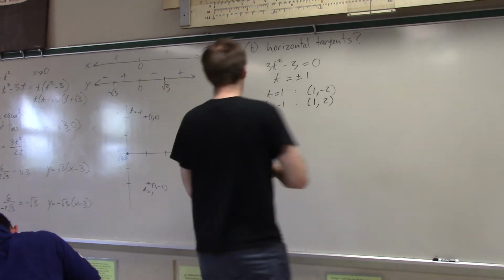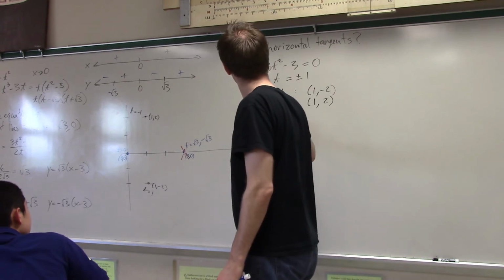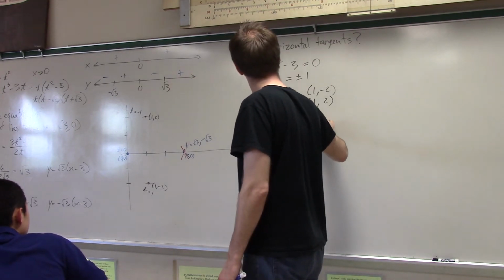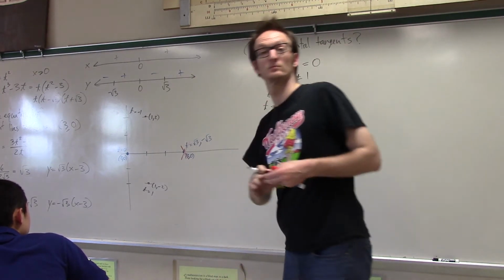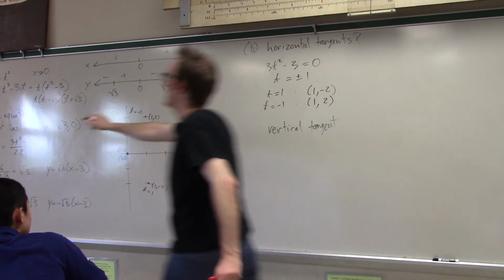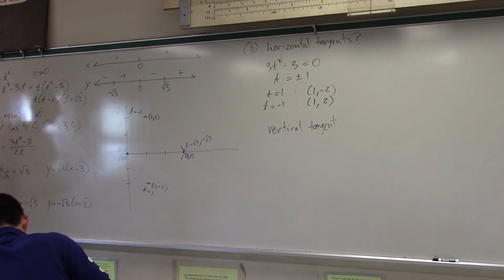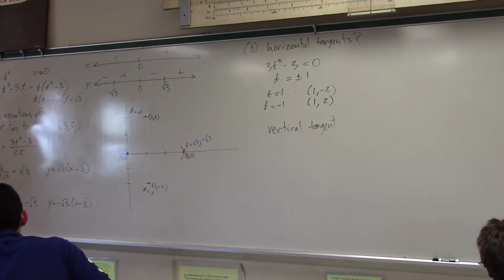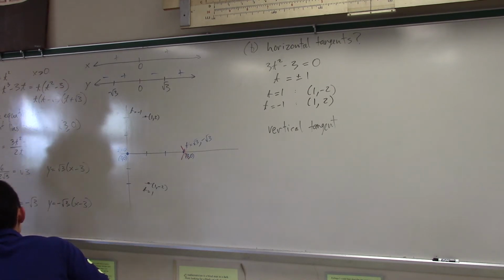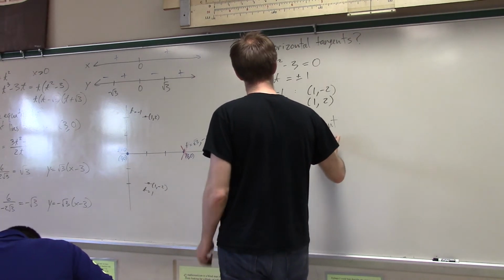Okay, when am I going to have a vertical tangent? I'm going to have a vertical tangent when the slope is infinite, which is another way of saying that dx/dt is 0. And when is dx/dt 0? Only when t equals 0. So the answer is at t equals 0, which, as we already know, is (0, 0).